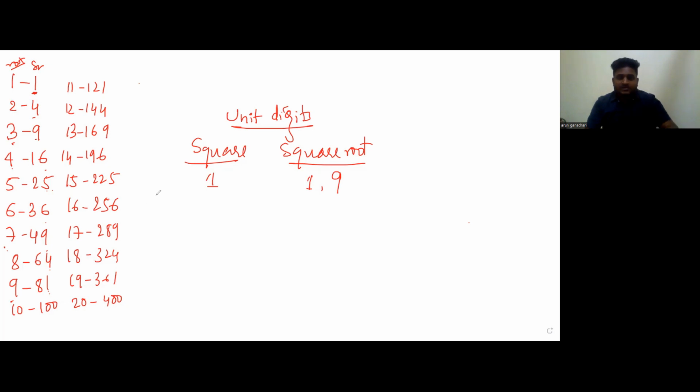Now look at the other numbers. Second thing, if your square has 4, your square root would have 2. But we have one more option also. If there is 4 as a square, then 8 will be its square root. We are just concentrating on the unit digit. Then next.